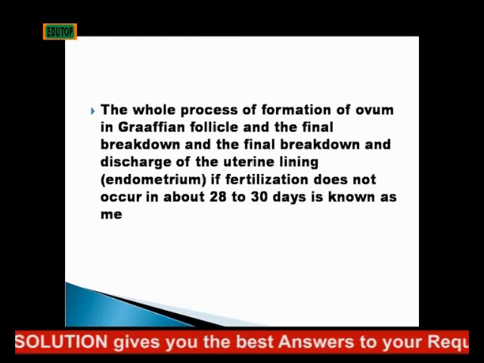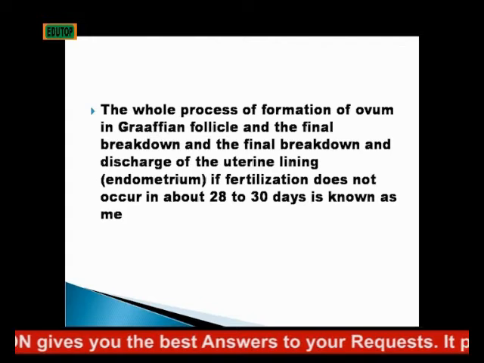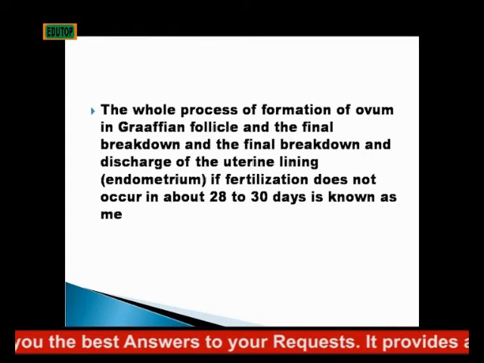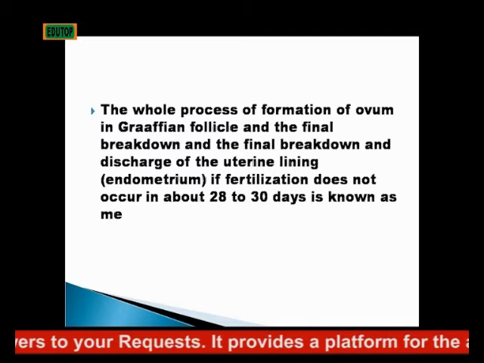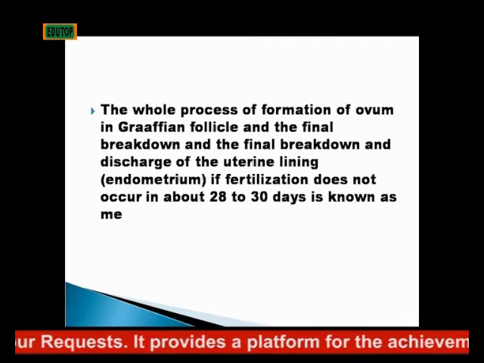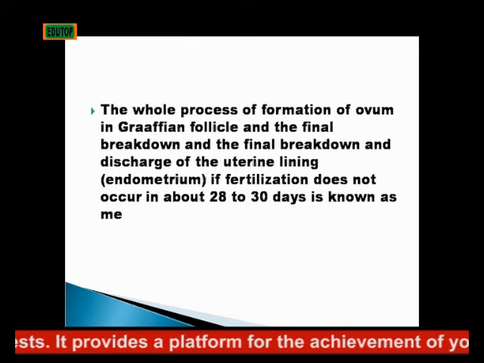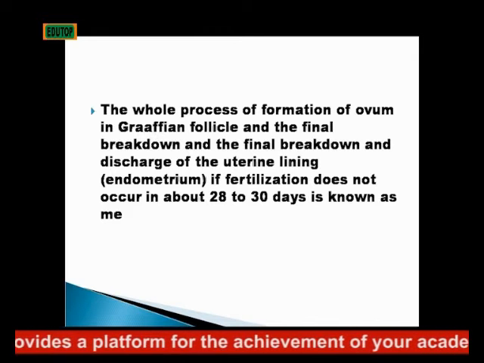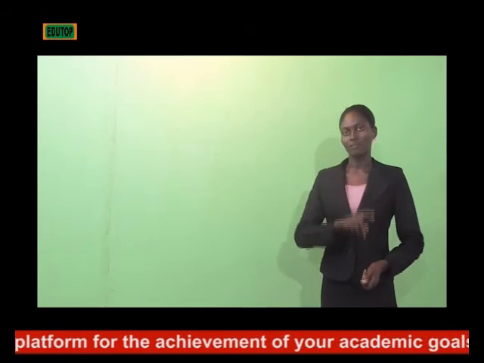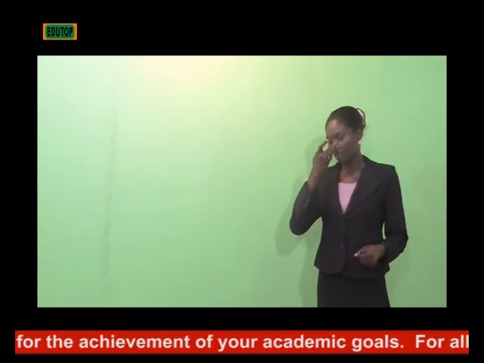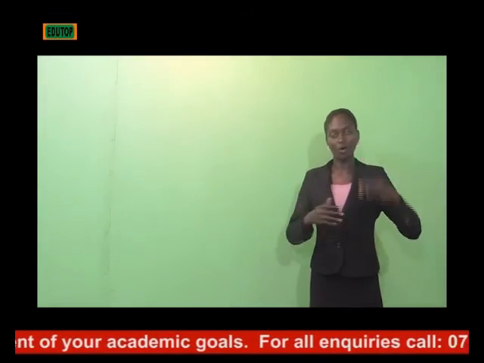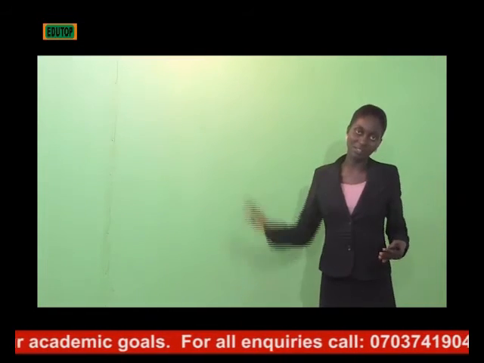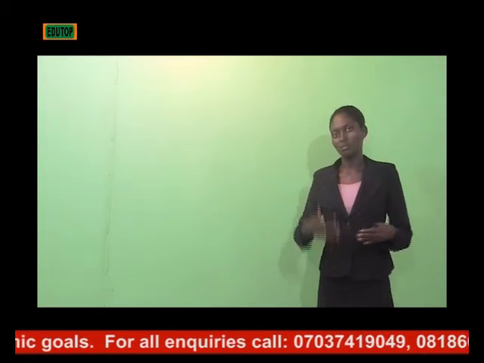Then the whole process of formation of ovum in the Graafian follicle and the final breakdown and discharge of the uterine lining, if fertilization does not occur, in about 20 to 30 days, is known as the menstrual cycle. After that cycle, if fertilization does not occur, then the uterus lining degenerates. It's called the menstrual cycle.